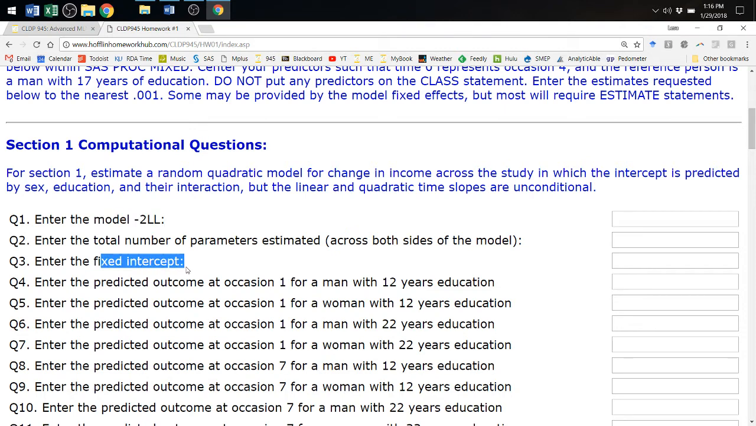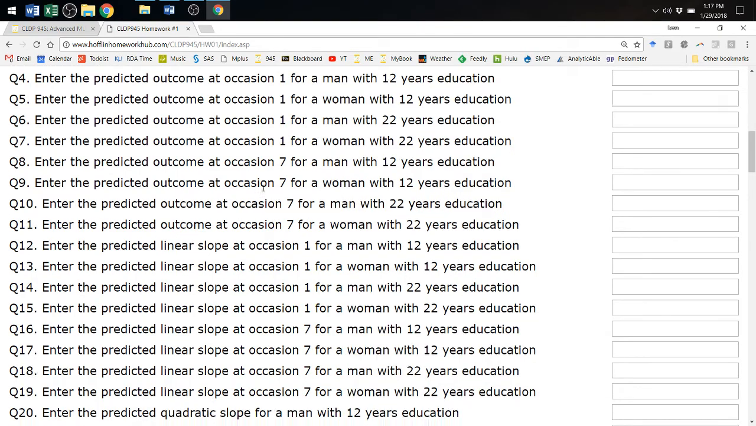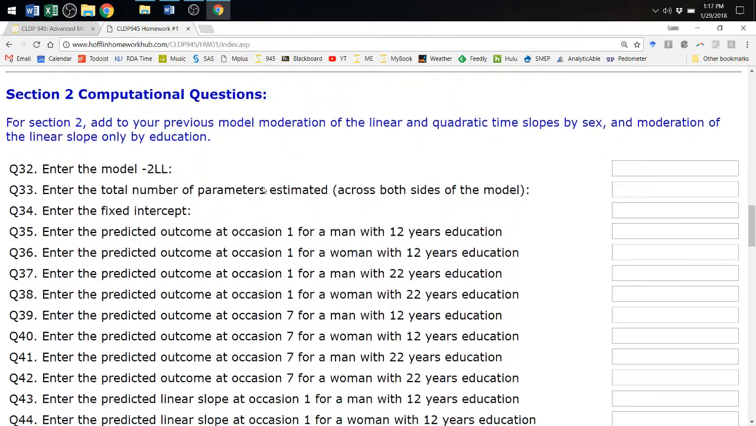If you don't have the right fixed intercept, then you don't have the right centering for your predictors. So that's your check there. You can have the right things in your model and not have them centered appropriately, still get the right -2 log likelihood, but that will result in an incorrect intercept. From there, you'll note a suspicious similarity in the questions in each section. They're the same.